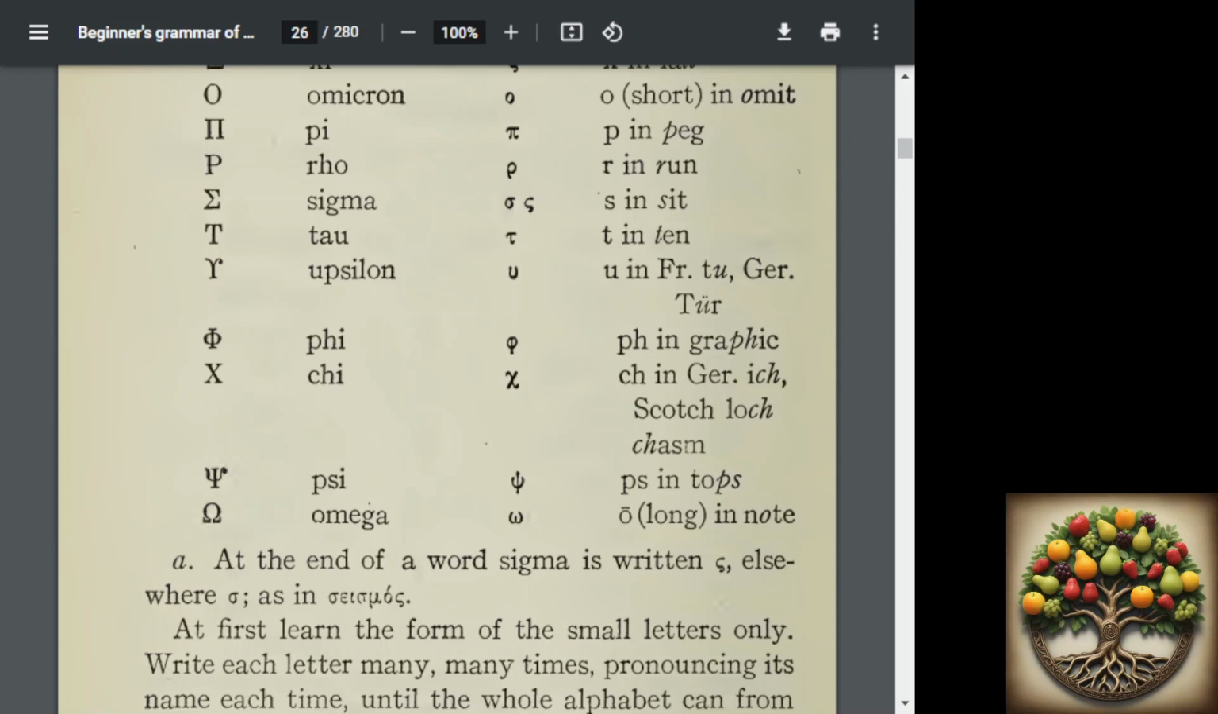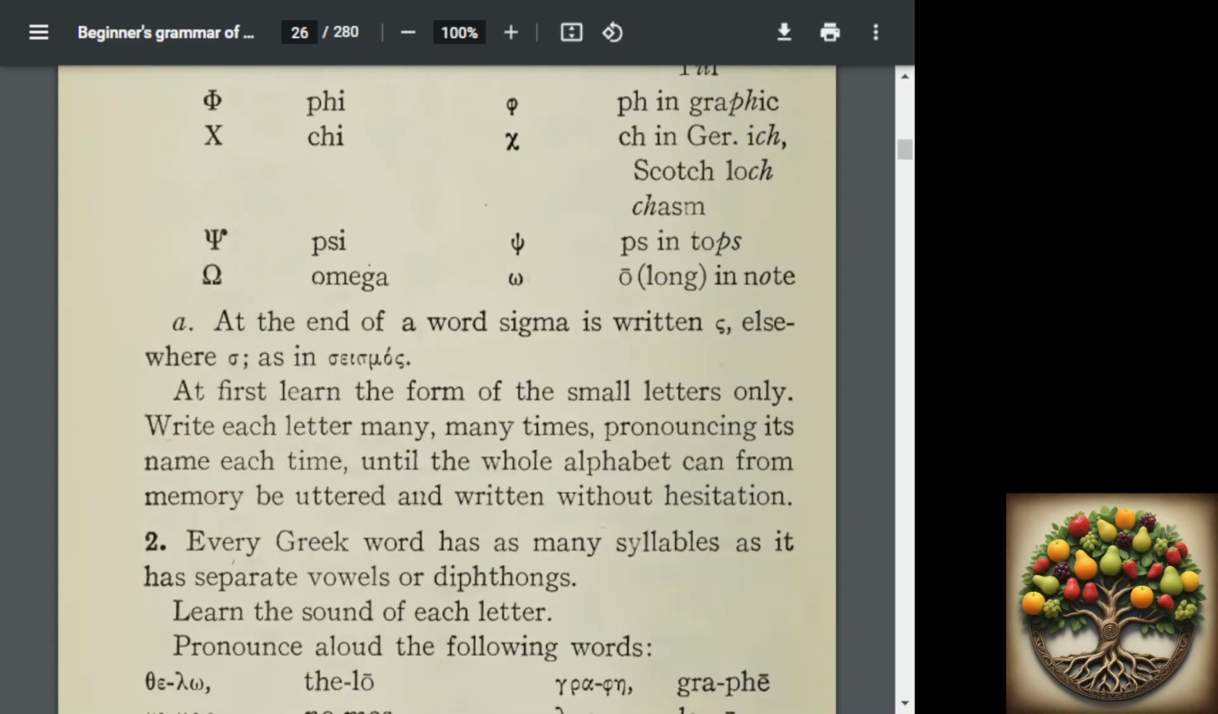So in part A here, it is telling us, and it gives us an example here, at the end of a word, the sigma is written a little bit differently. It kind of looks like the letter C with a little tail on the end. And if the sigma is not at the end of the word, it's going to have the first S shape.